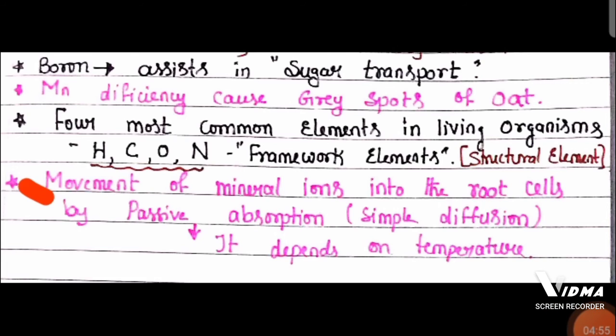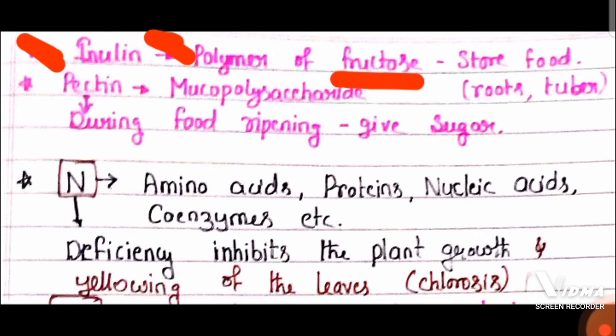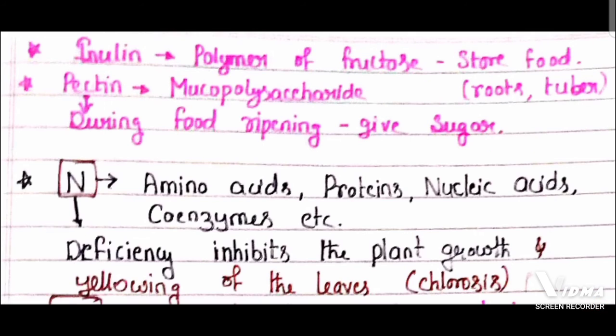And children, movement of mineral ions into the root cell is by passive absorption. Energy is not needed for the movement of mineral ions into the root cells from the soil. It occurs by simple diffusion, so this movement depends on the temperature. Then inulin is a polymer of fructose, and that's why inulin stores food, especially in the roots and tubers. Whereas pectin is a mucopolysaccharide.